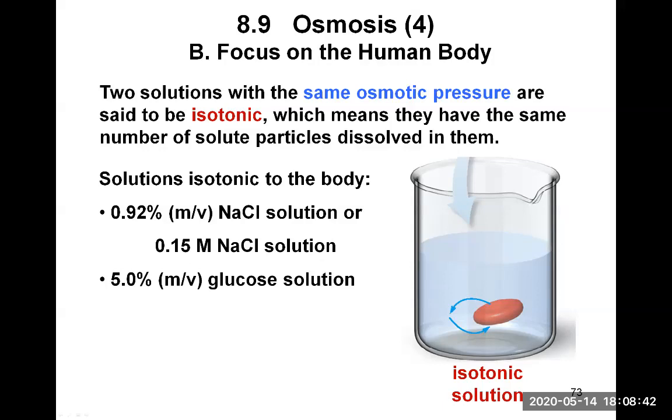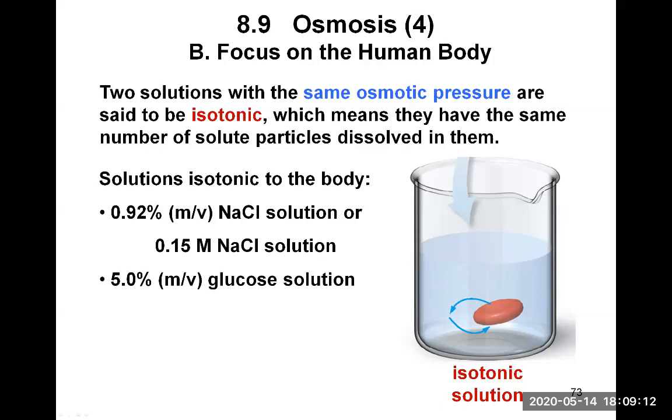There are different ways of giving their concentrations, right? Because there are so many concentration units. One way to describe an isotonic solution to the body is 0.92% mass per volume percent of NaCl. A solution of that concentration would be isotonic to the body fluids.